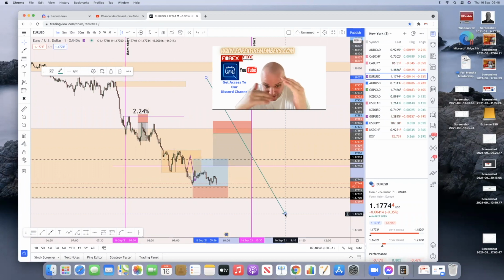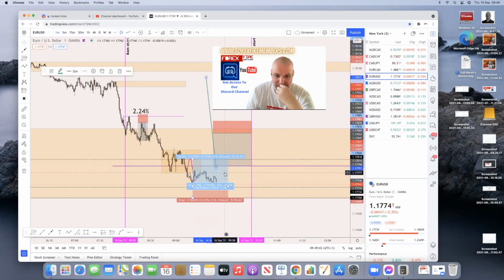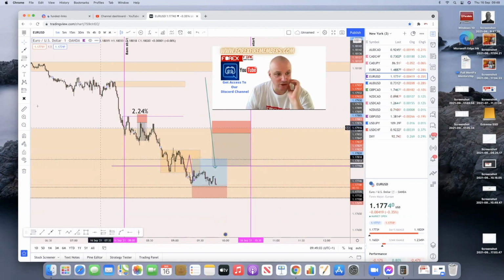Again, it's thinking about touching our entry at the minute. We're going to give it a minute or two, and then if it does hit this, we might get the push up. Let's have a look. This may give us a 2.36 before this touches an entry.